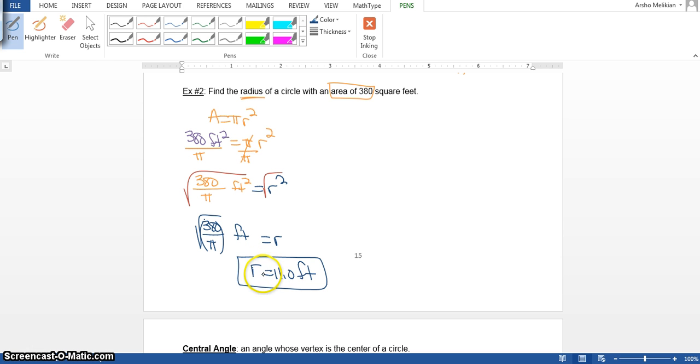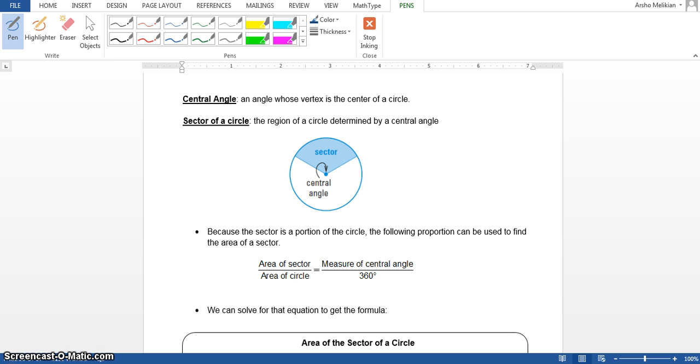What's that thingy? Oh, it's R. I did this a different way. I did just 380 divided.